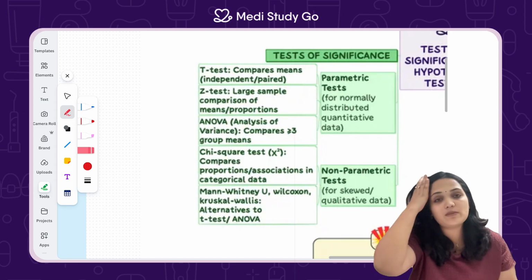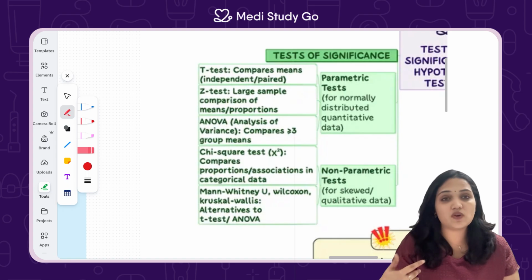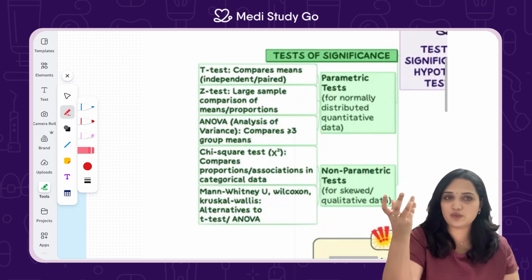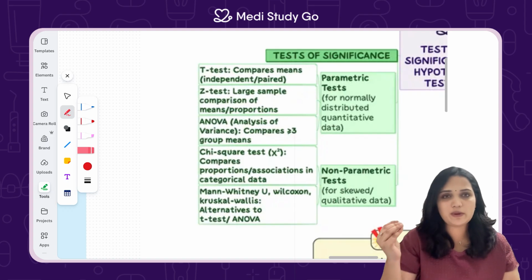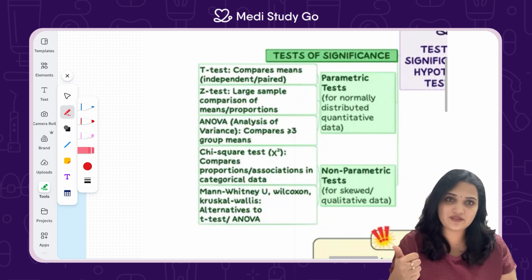A lot of students will memorize this. You don't have to. It's very easy. You can remember the logic. Here, we have some tests of significance. It means simple. We test whether that value that we got is significant or not. Remember the logic here. What type of data do you have and how many groups?